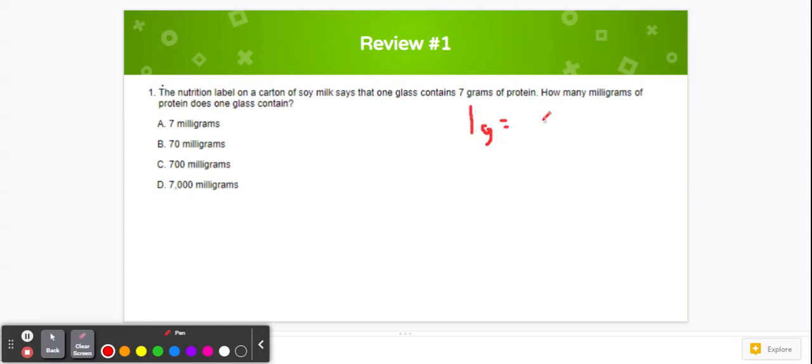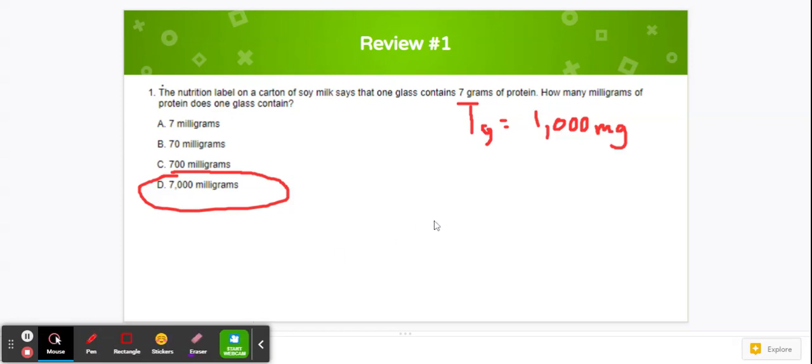So I know that in 1 gram, there's 1,000 milligrams. So that's something I could have gotten from my chart. Well, if there's 1,000 milligrams in 1 gram, then in 7 grams of protein, there should be 7,000 milligrams, right? I'll have to multiply any number of grams times 1,000 to get how many milligrams there are. Okay, let's try the next one.